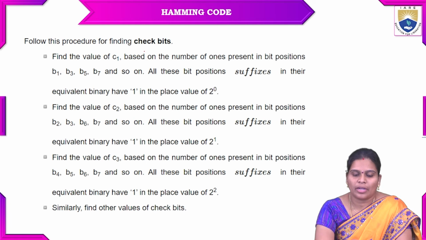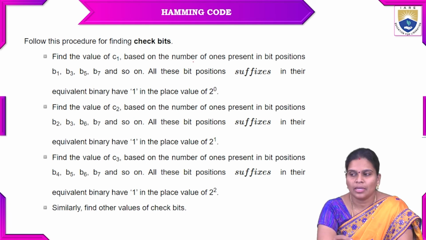Now this is finding the check bits, meaning the receiver receives the data and we have to check whether the data is correct or not. Based on these check bits, find the value of C1 based on the number of ones present in the bit positions B1, B3, B5, B7. All bit position suffixes in their equivalent binary value have 1 in the place of 2 power 0. Okay.